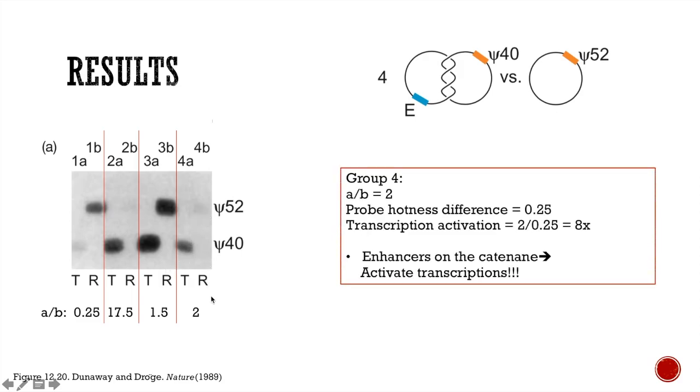It was said that this was a 2-fold higher transcriptional activity than the normal plasmids. Taking into account the probe hotness difference, 2 divided by 0.25 is 8. The Catenane can enhance the transcription by 8 folds. This means that the promoter and the enhancers don't have to be on the same molecule in order for the enhancers to work.